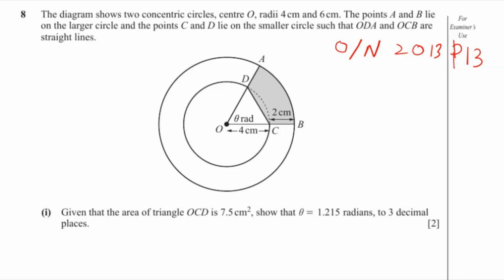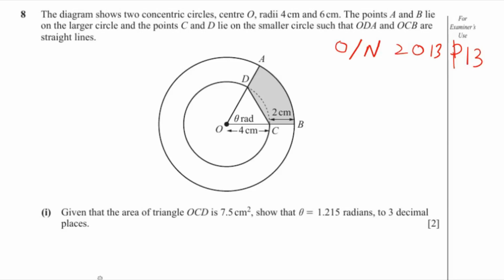The diagram shows two concentric circles, center O and radii 4 centimeter and 6 centimeter. The points A and B lie on the larger circle and the points C and D lie on the smaller circle such that ODA and OCB are straight lines. Part number 1. Given that the area of triangle OCD is 7.5 centimeter square, show that theta is equal to 1.215 radians to 3 decimal places.